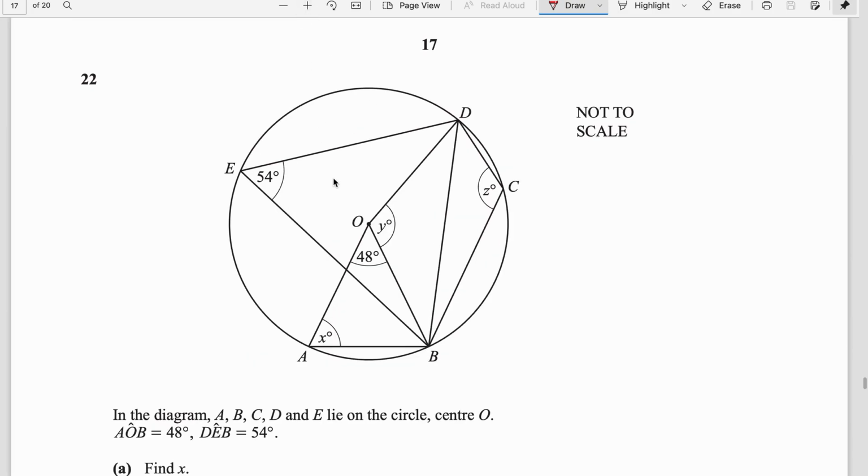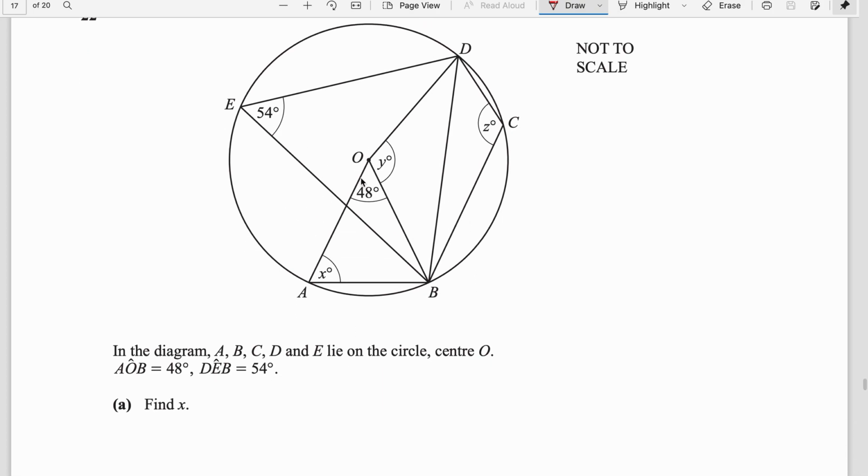Question number 22. In the diagram, A, B, C, D, E lie on the circle with center O. Angle AOB is 48, angle DEB is 54. Find x. So if you see this AO and OB, it makes an isosceles triangle because both of these are radii. So this must be x.